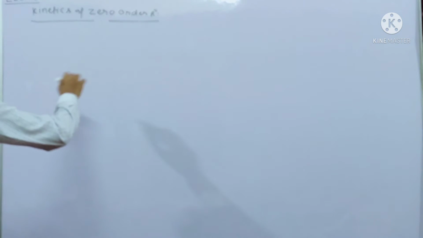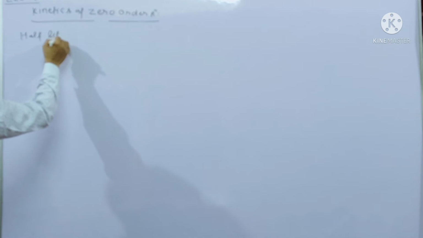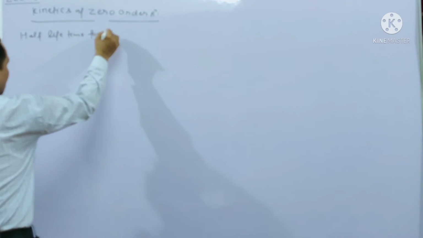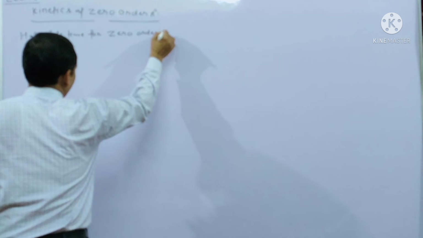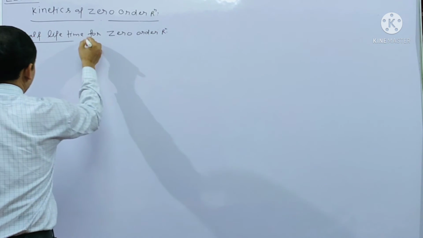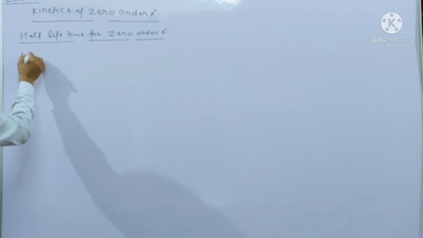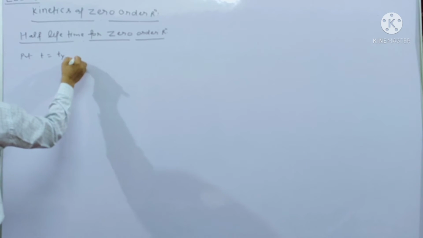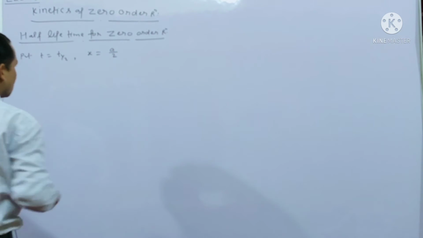So, half-life time for a zero order reaction. Half-life time for zero order reaction, right? When we are going to calculate the half-life time, then we put t equal to T half, and x equal to a by 2, right?